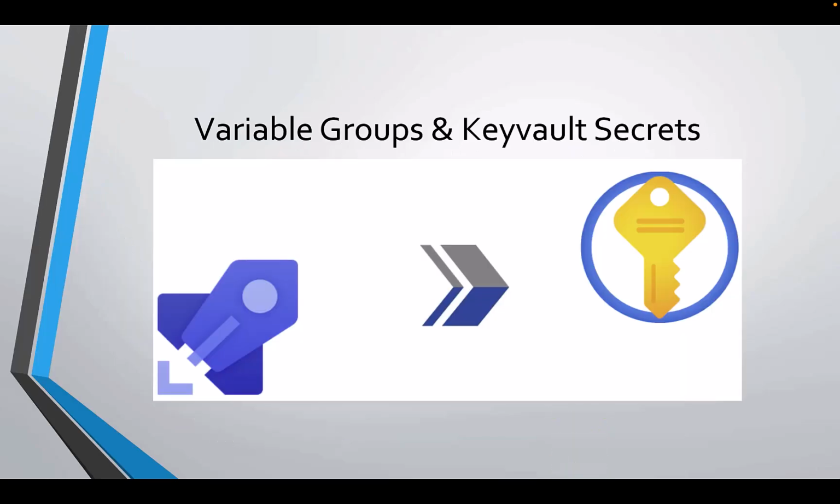In this tutorial, I'll walk us through two approaches. The first one is using pipeline variable groups, and the second one is securely linking secrets from Azure Key Vault. By the end, you'll understand how to safeguard sensitive data and reuse variables across multiple pipelines.